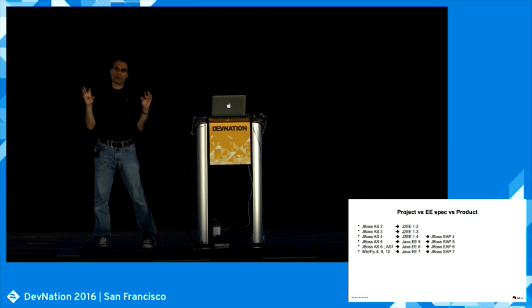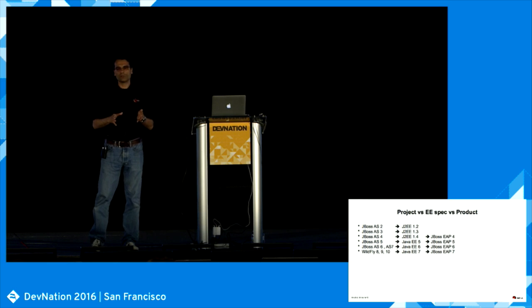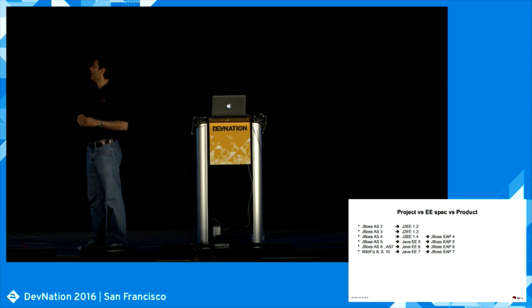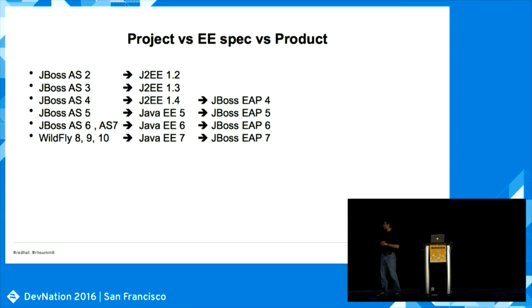It's interesting also to point out the association between the community project on the left. So initially we had JBoss AS 2, 3, 4, and the version of the spec that we implement. And on the right, you see the JBoss EAP releases, the supported product. So on EAP currently, things are fairly straightforward. EAP5 implements the EE5 spec, EAP6, EE6, EAP7, EE7, and so on. We're probably going to continue with this, with EE8, but we'll see.